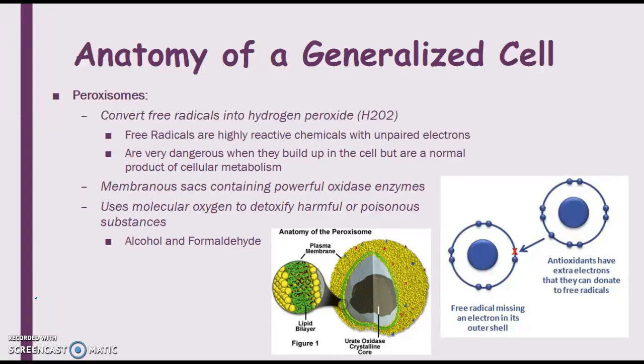Now, free radicals are kind of normal in our body. One of the ways we get free radicals is as a byproduct of cellular respiration, which is making ATP and metabolism. So we use these peroxisomes to help take care of that for us.